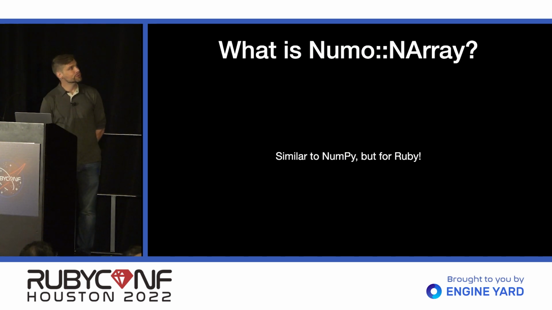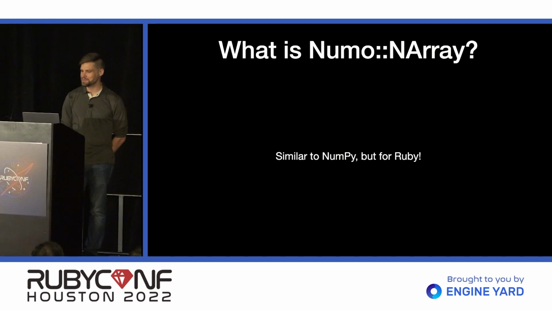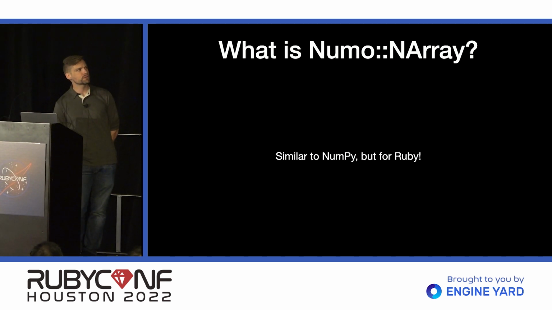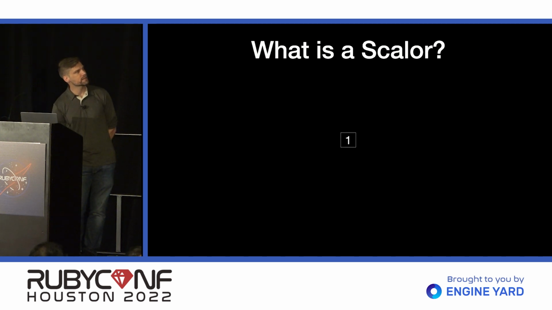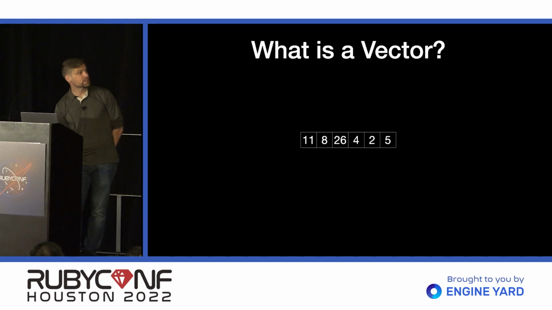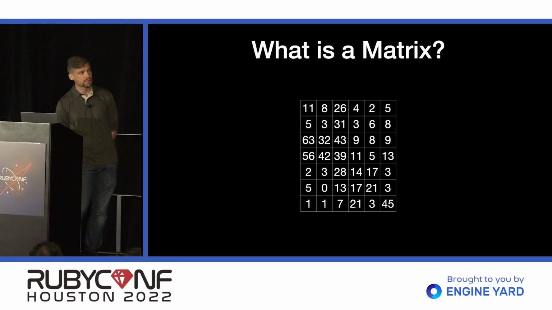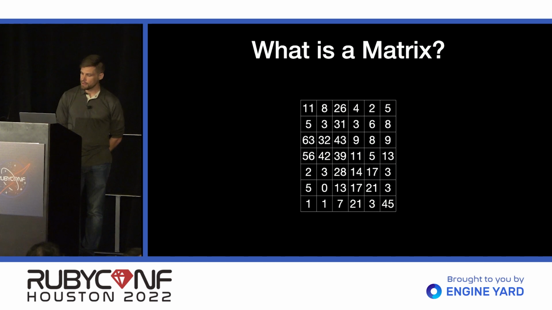So let's go back to Numo and NArray. It's similar to NumPy, but again, for Ruby. Before we get into Torch, just going to talk a little about data types. What is a scalar? Just a single value. A vector, multiple values, like a one-dimensional array. A matrix is like a table. It's a two-dimensional array. A grayscale image is another form of a matrix. There are others, can't think of right now.